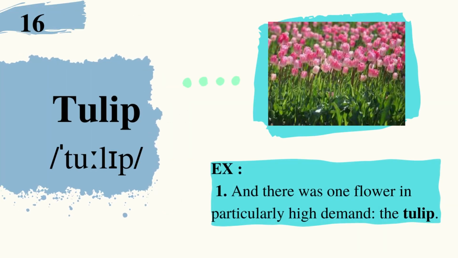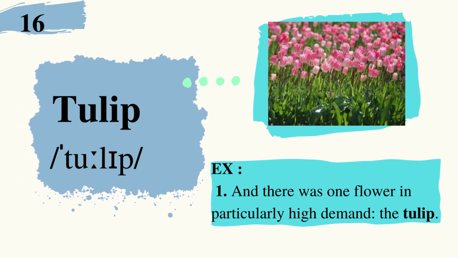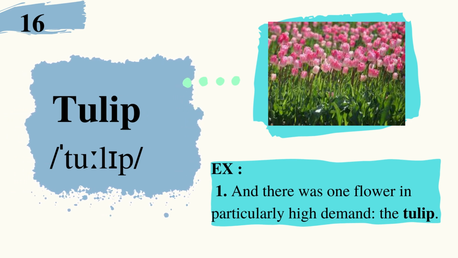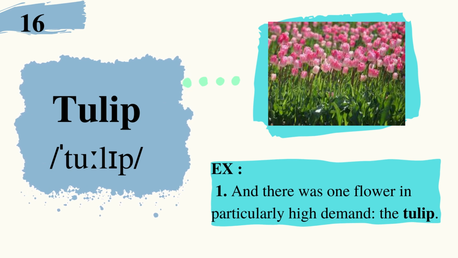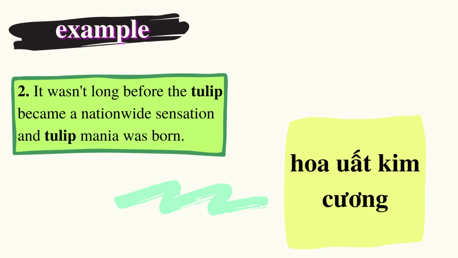16. Tulip. Example. And there was one flower in particularly high demand, the tulip. It wasn't long before the tulip became a nationwide sensation, and tulip mania was born.